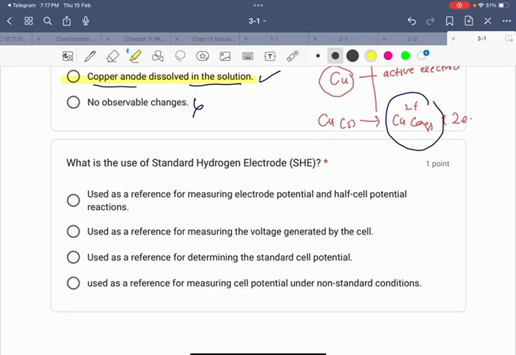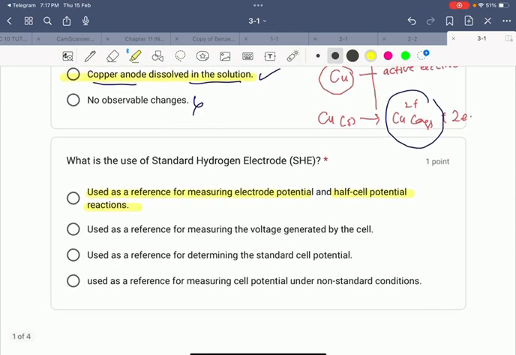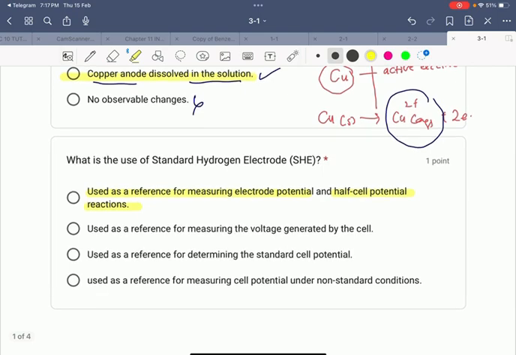What is the use of standard hydrogen electrode? So SHE is used as a reference for measuring electrode potential and half cell potential reaction. Option 1 is the best choice. Okay. Next question.